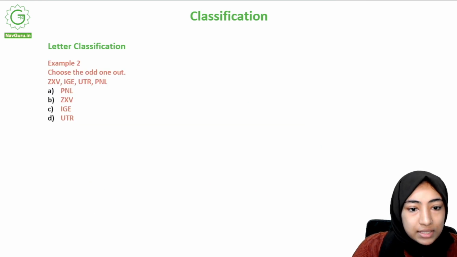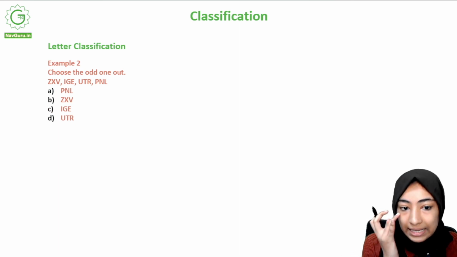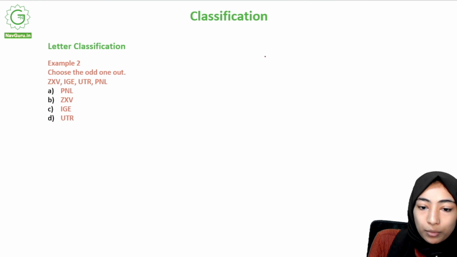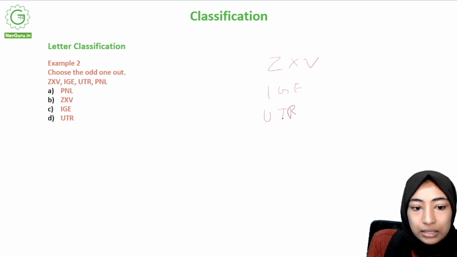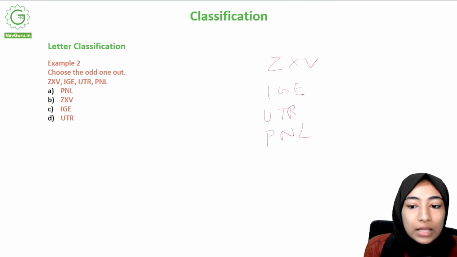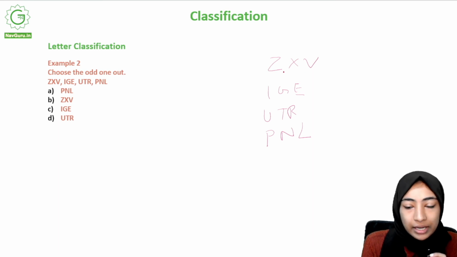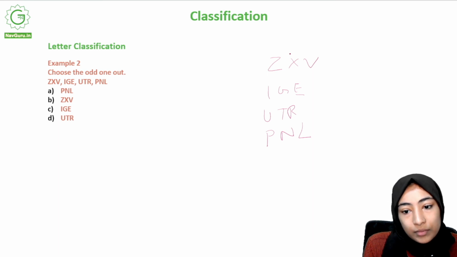We'll just do one more question under classification. Okay, now this is what I had said. You will see this is something that I've already discussed. So you need to choose the odd one out. You have ZXV, IGE, UTR, and PNL. Okay. Now, is there anything that you can figure out? All of these seem like random letters, right? So, U, V, W, X, Y, Z.